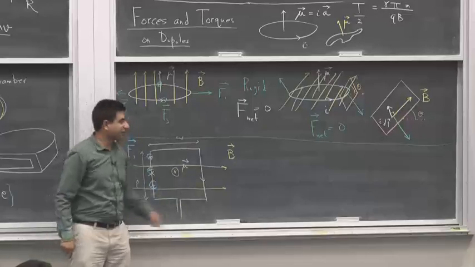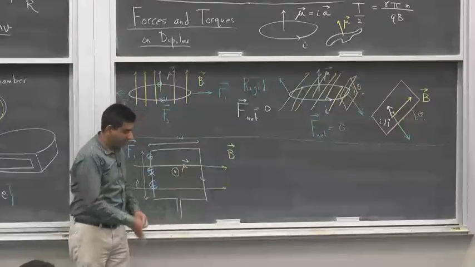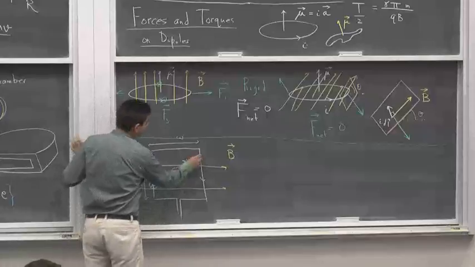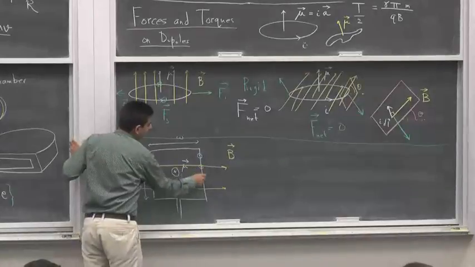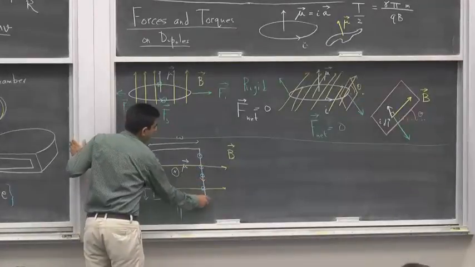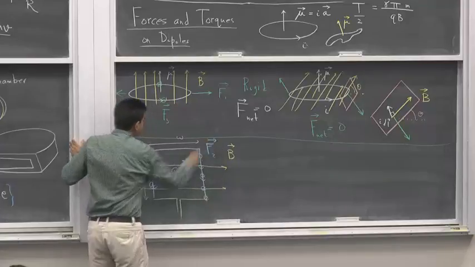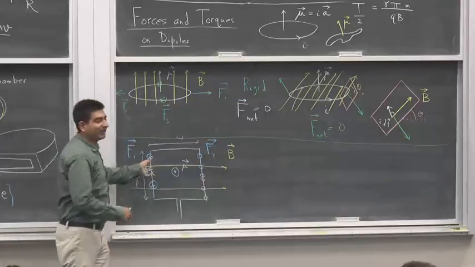Now on this section, the current is going downward. So the force is now pointing out of the plane of the blackboard. So here the force is pointing out. On all of these sections, it's out. So now what you have is a force pointing in and a force pointing out.